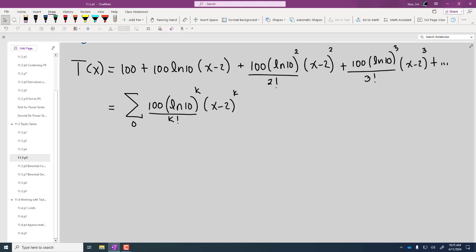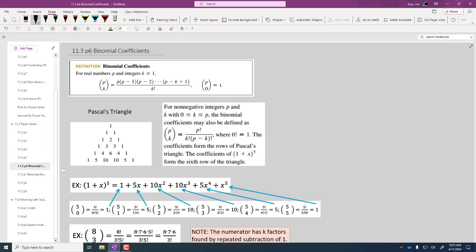All right. So let's talk about binomial coefficients. Has anyone had stats in here? No one has had stats. Sometimes in algebra classes they do a little bit of stats.